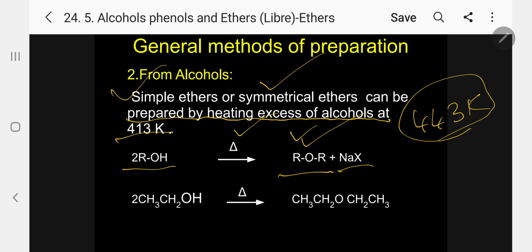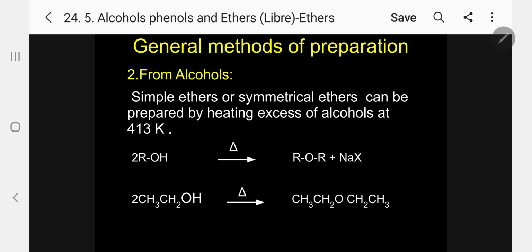Kindly follow, this is symmetrical. Specific example: let me take 2 moles of ethyl alcohol and action of heat. I am getting diethyl ether, symmetrical, 2 carbons on both sides. Diethyl ether or 1-ethoxyethane. Please follow.